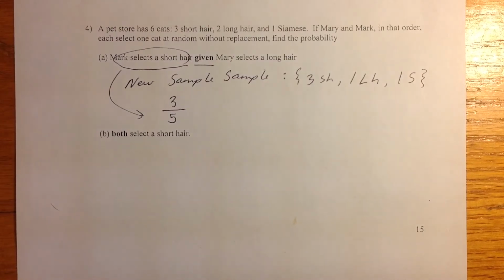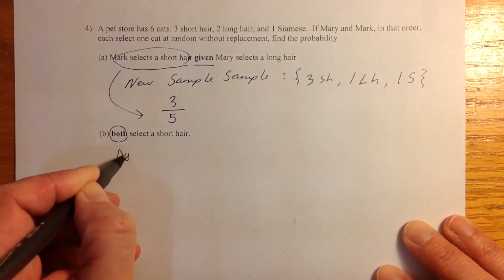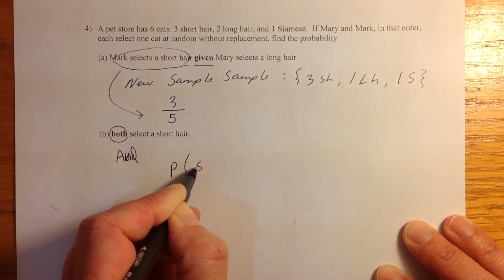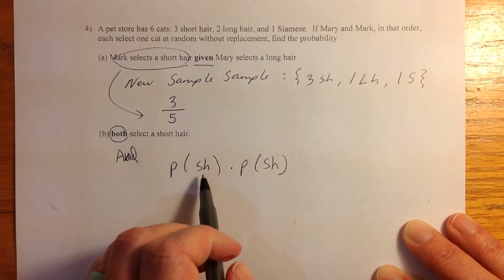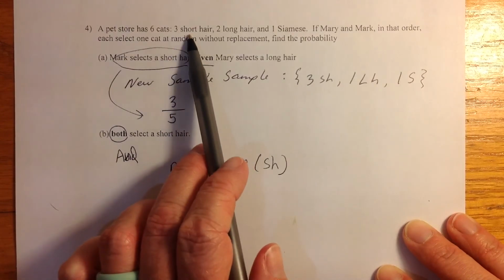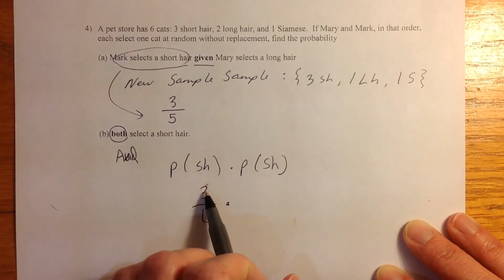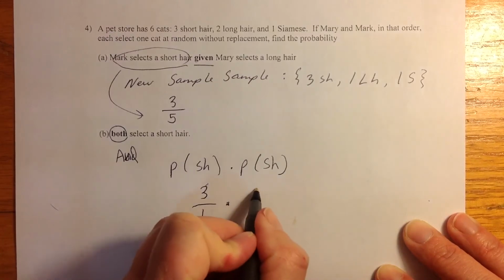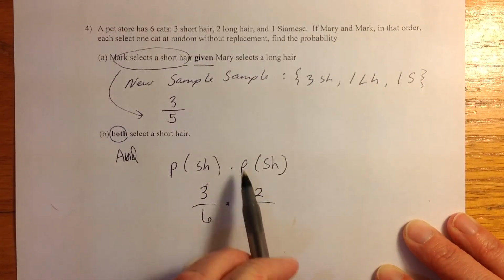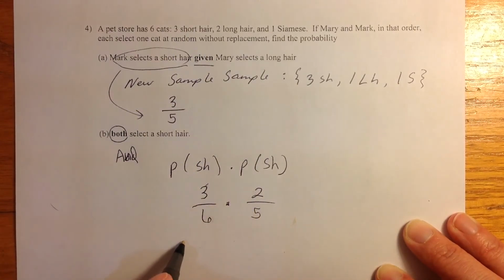Now what's the probability that they both select a short hair? Well, this is an "and" problem. So this is probability of short hair times probability of short hair. So the first probability would be 3 out of 6. Now the next one, a short hair has been taken home. So both of these numbers lower. This becomes 2 because there's 1 less short hair available for adoption, and the total is now 5. And so we get 1/5 as our answer.